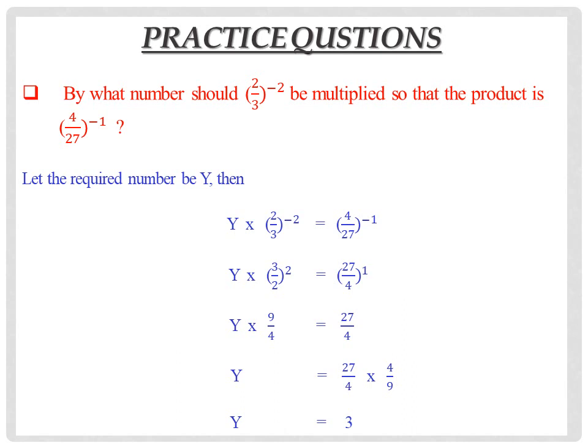Now we open the bracket by solving the power. y multiplied by 9/4, since 3 square is equal to 9 and 2 square is equal to 4. So it becomes y times 9/4 is equal to 27/4. Now this 9/4 is shifted to the other side of the equals sign and it becomes reciprocal. So y is equal to 27/4 into 4/9. Cancelling each other, we get y is equal to 3. So 3 is the required number which we want.